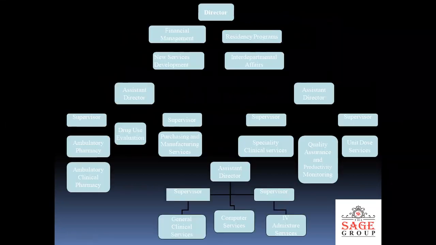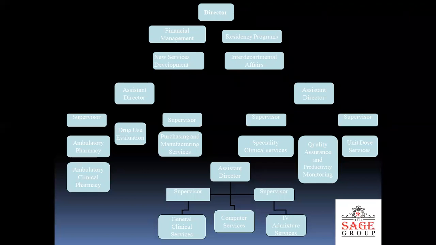Next is the organizational chart of Pharmaceutical Services Department. Please write down this chart. First is director, then financial management, residency program, new services department, inter-department affairs, assistant director, supervisor, ambulatory pharmacy on the left hand side, ambulatory pharmacy and ambulatory clinical pharmacy.